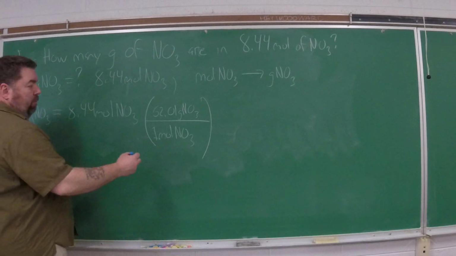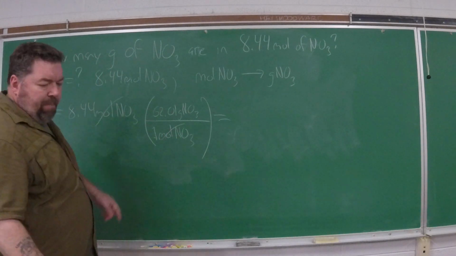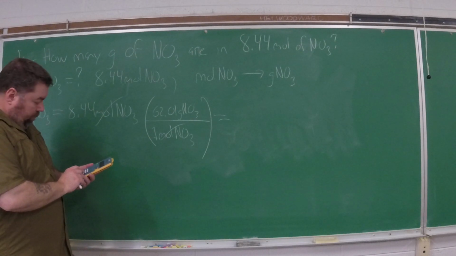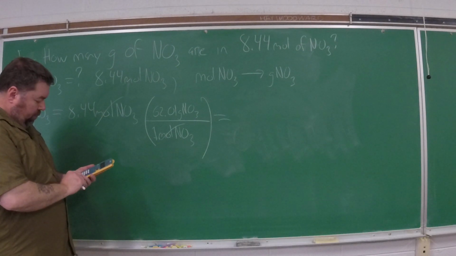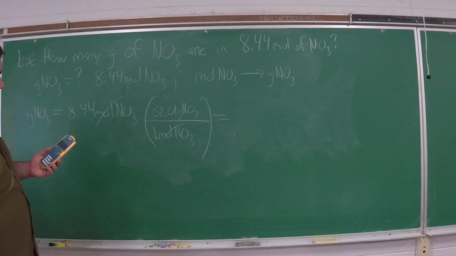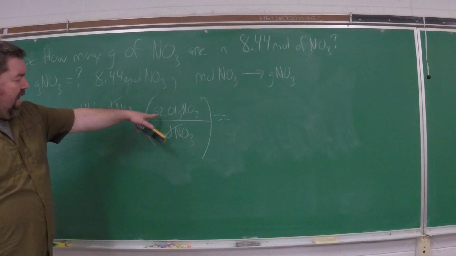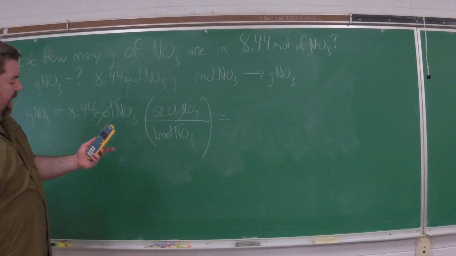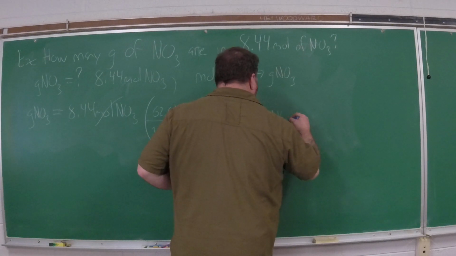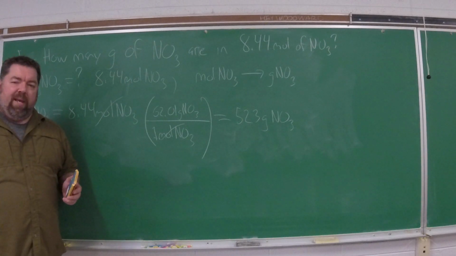Okay? Now do our math, that's all we needed. Moles cancels, and we're going to have 8.44 times 62.01 divided by 1. And I'm getting 523.3644 grams, but we only have 3 sig figs here, right? This does not count for sig figs. This does. We only have 3, so I have 523 grams of NO3.